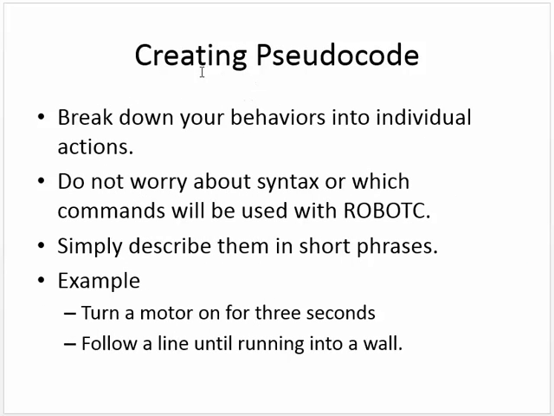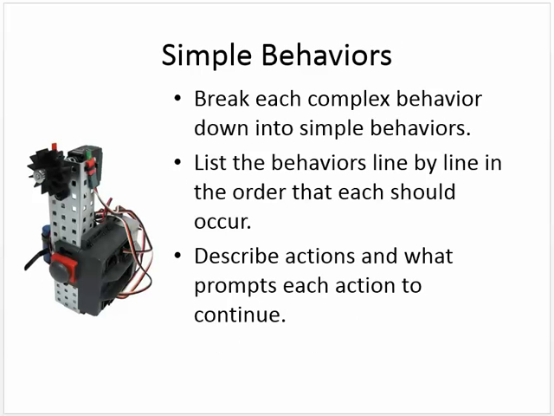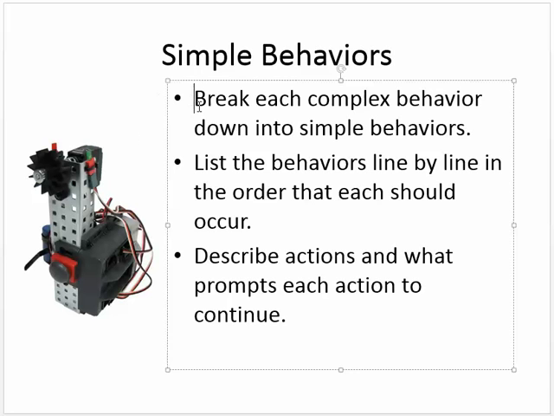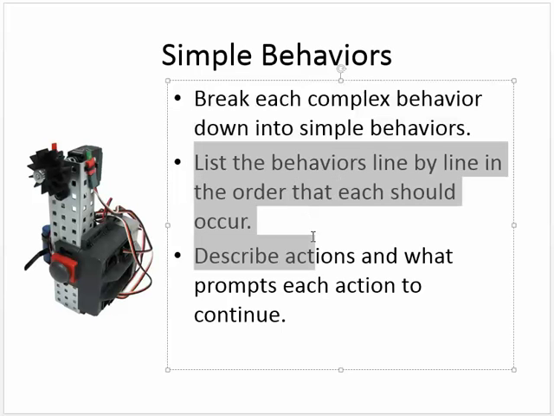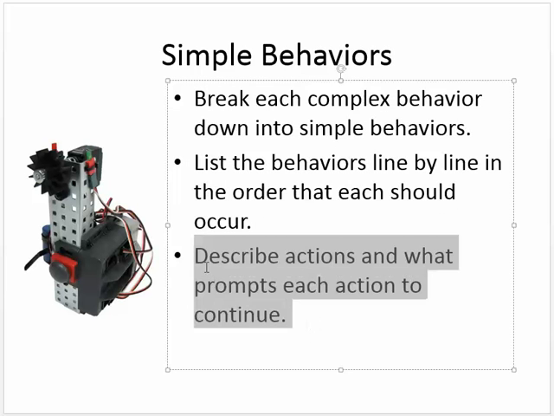So when we're creating pseudocode, we want to break down your behaviors into individual actions. We're going to break them down into simple behaviors is what we're going to be doing. And again, I want to re-emphasize, break the complex behaviors into simple behaviors. That's going to be really hard for you guys when we start off. Alright? List these behaviors line by line. And then describe actions and what prompts each action to continue.